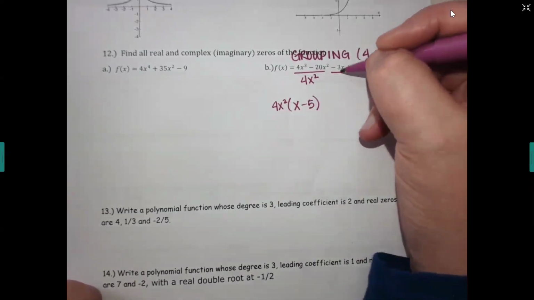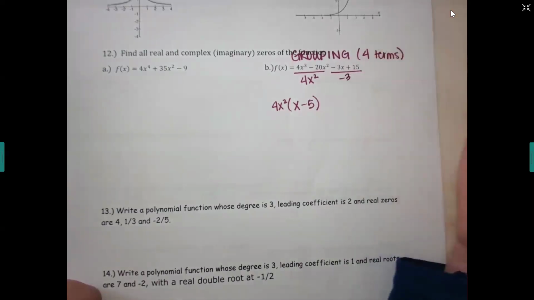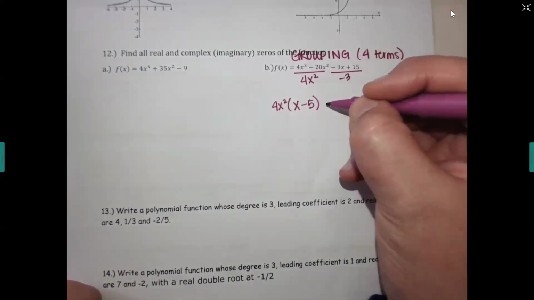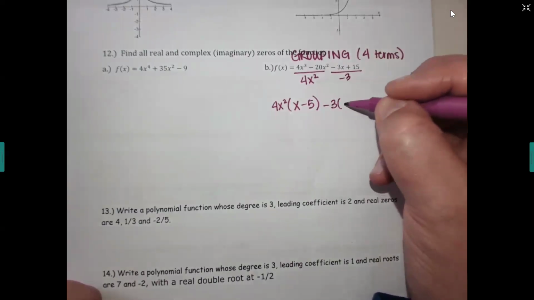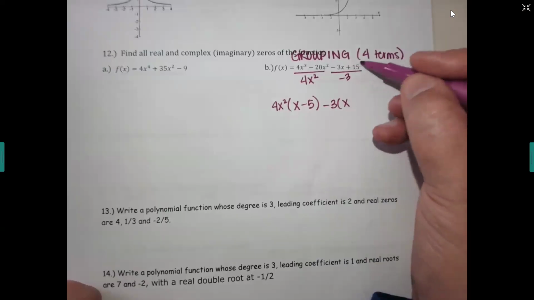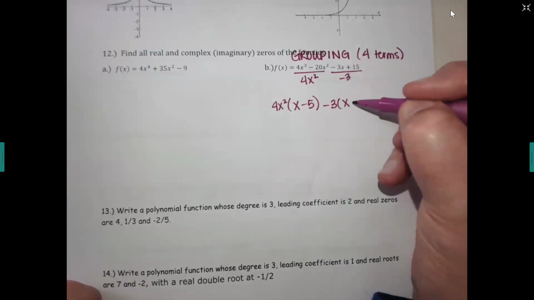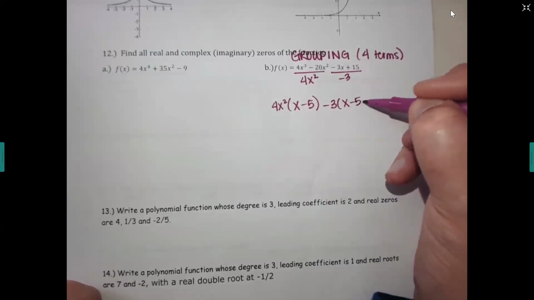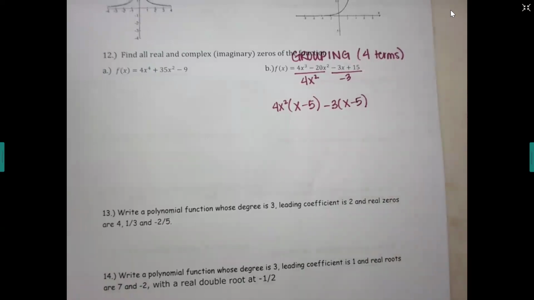Look at your second group. What can I take out? What number? 3. And if the front one's negative, remember, you want to pull the negative out too. So my minus 3 is coming out. What's left over from my minus 3x? Just an x. What about 15 divided by minus 3? Minus 5. Now remember, your parentheses have to match for grouping to work.